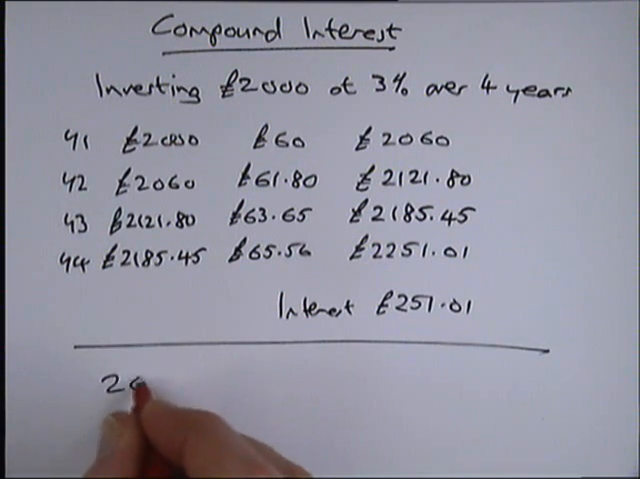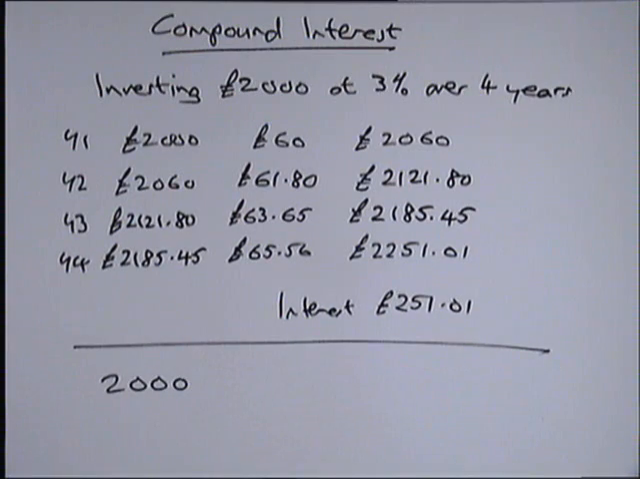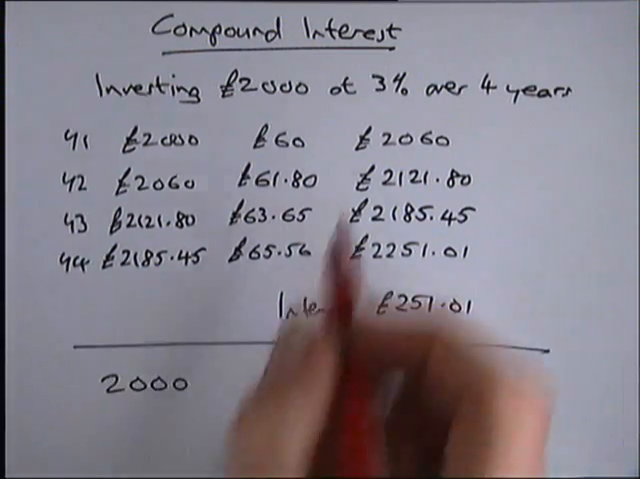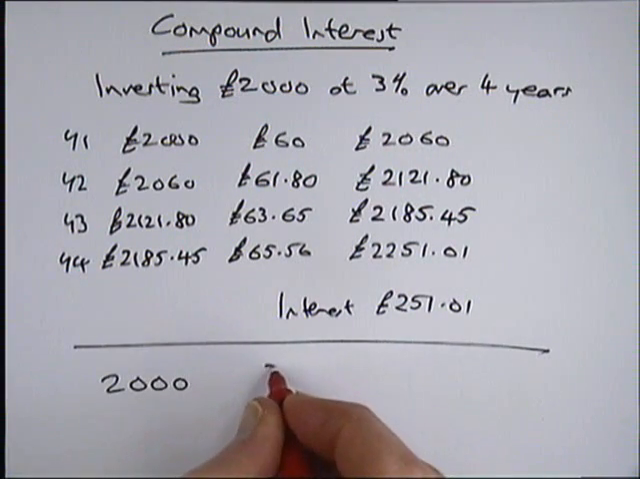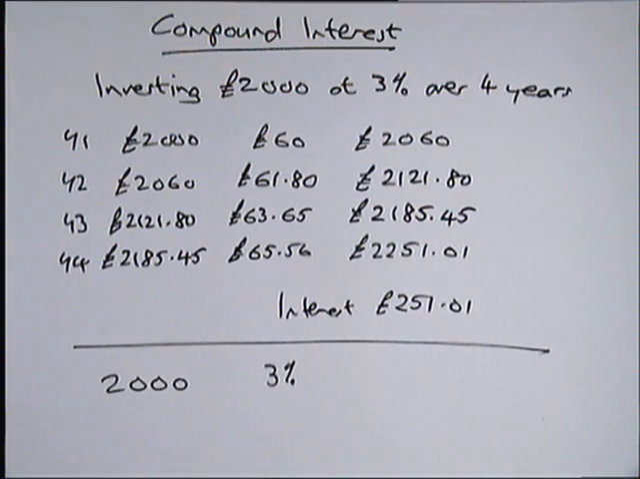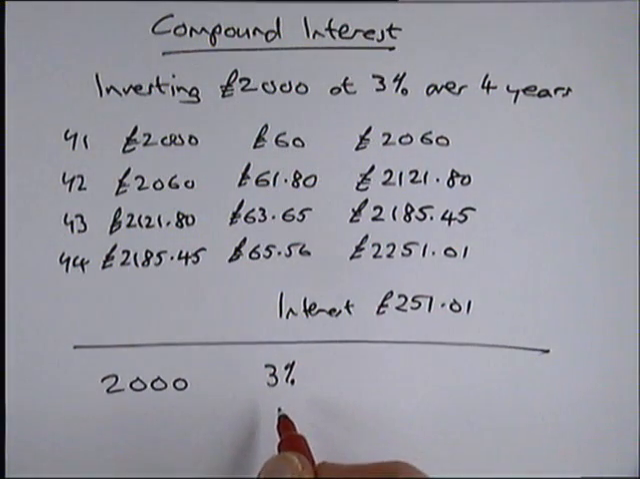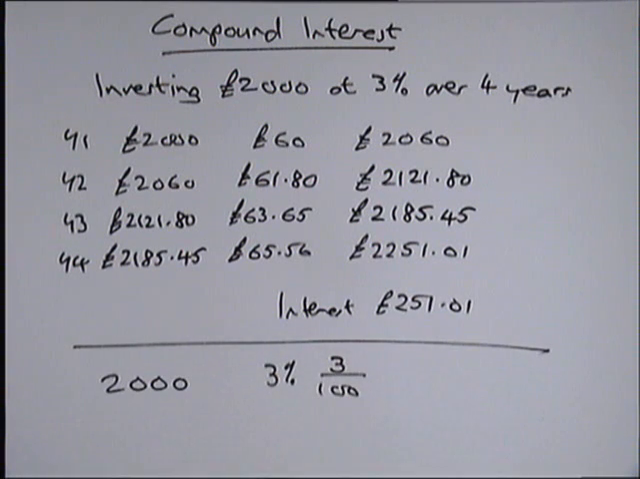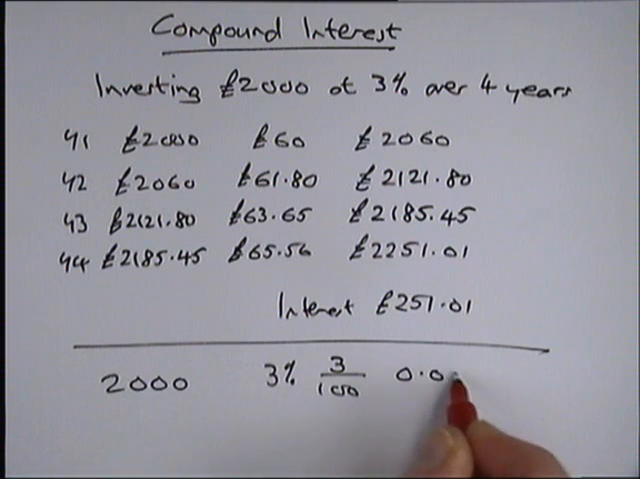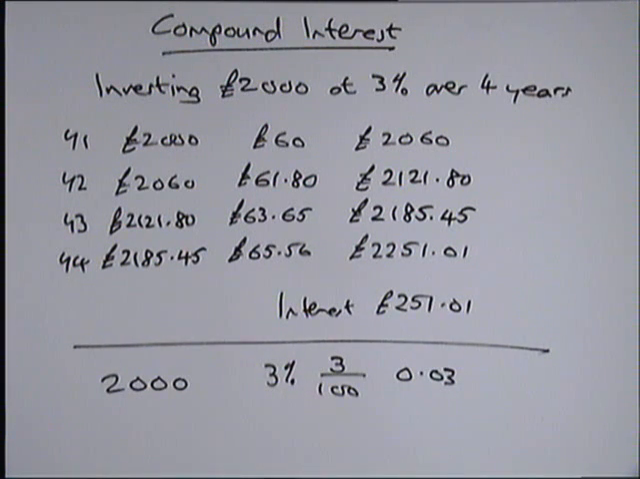You're starting with £2,000. You're getting 3% interest each year. 3%. Percent, remember, means per 100. So that's the same as 3/100ths. And as a decimal, 3/100ths is 0.03. And what you need to do is change your percentage into a decimal.